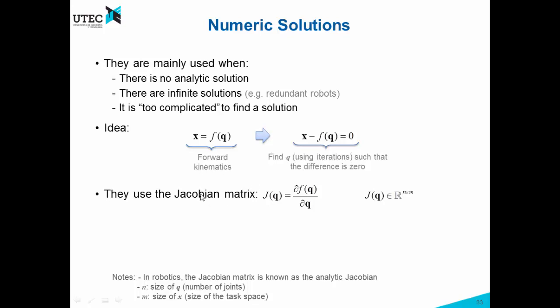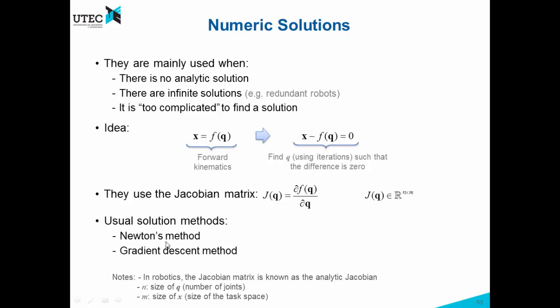To do that, both methods that we are going to see use the Jacobian matrix, which is just the analytical Jacobian in robotics. N is the size of Q, M is the size of X, and so the Jacobian will be N times M. Usual solution methods are Newton's method and the gradient descent method. We will see both of them.